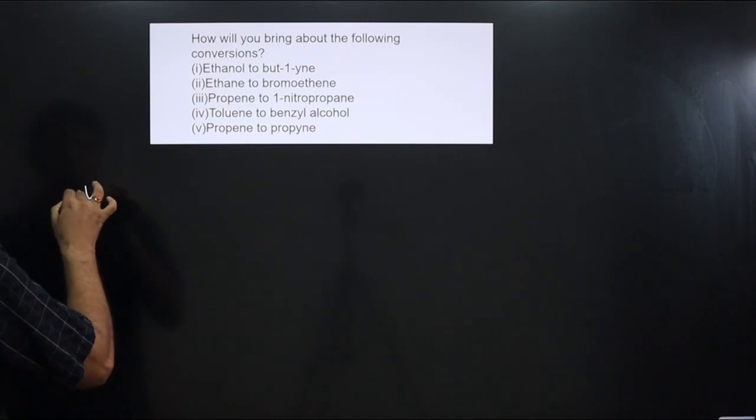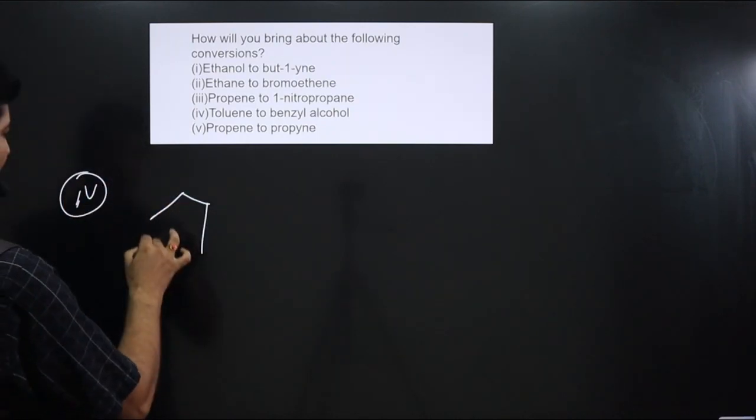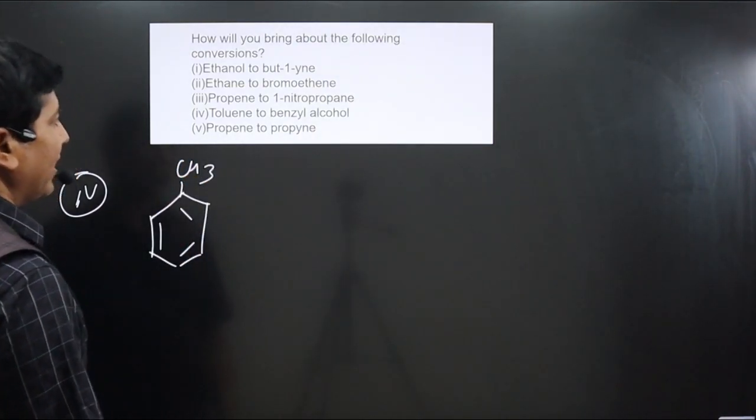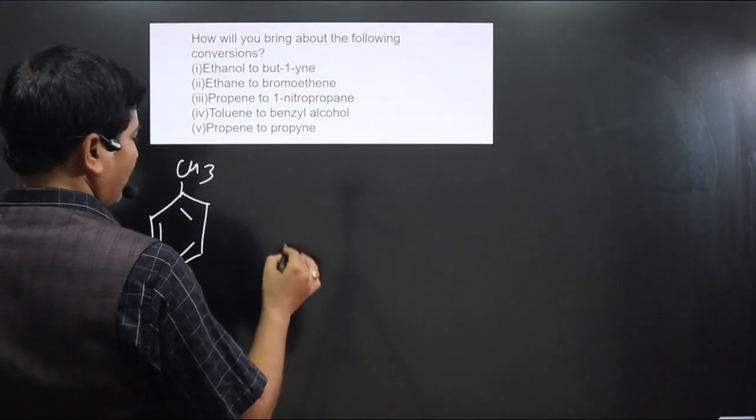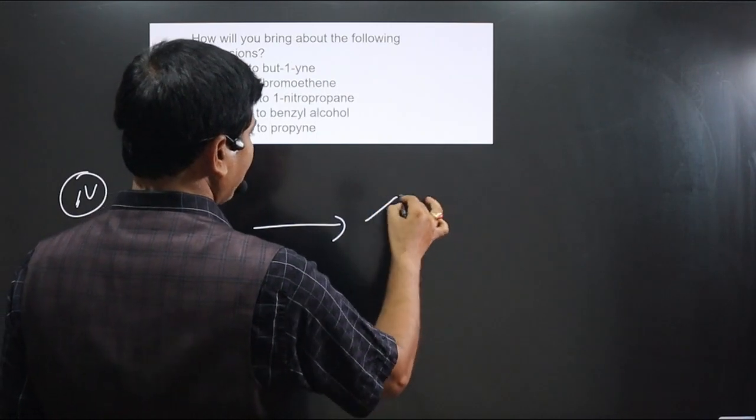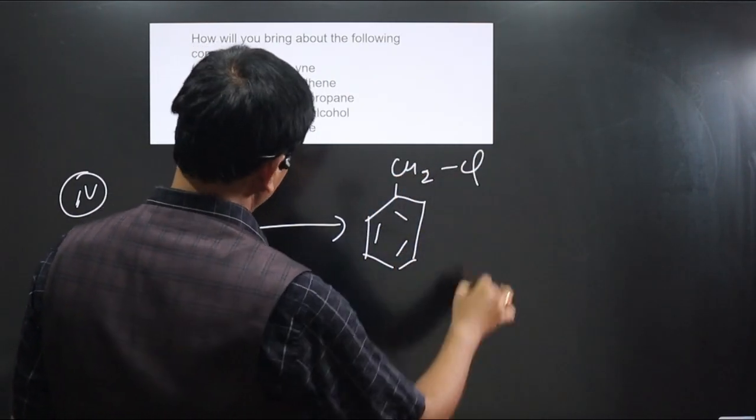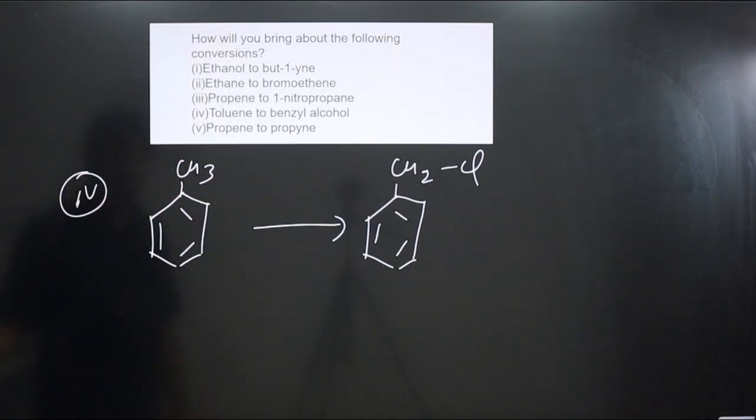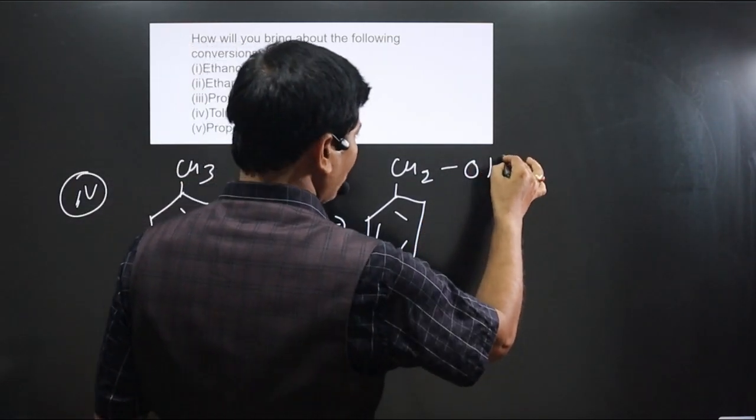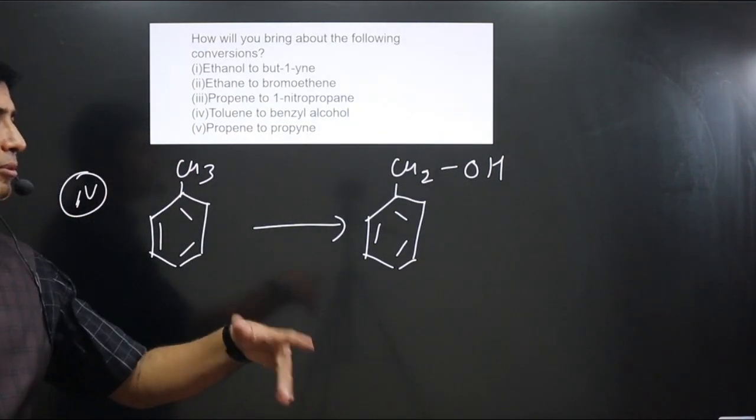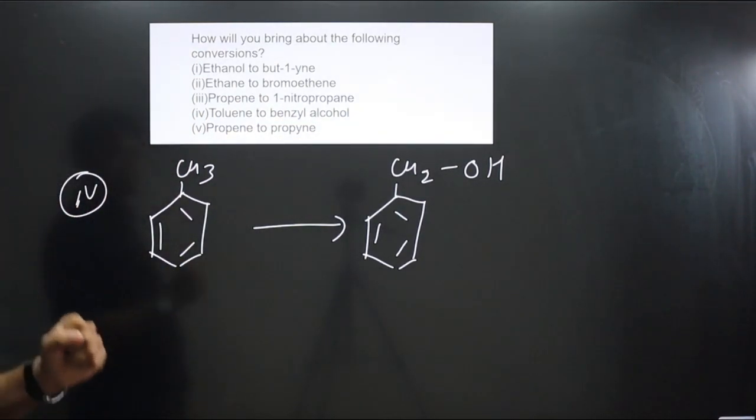We have the fourth one. It says toluene, methylbenzene. Toluene is nothing but methylbenzene. It is to be converted into benzyl chloride. Very interesting. We have benzyl, CH2, and then Cl is attached. Benzyl alcohol, sorry. So let me attach OH, there's no problem. First of all we can form a benzyl chloride and then we have benzyl alcohol, no problem.